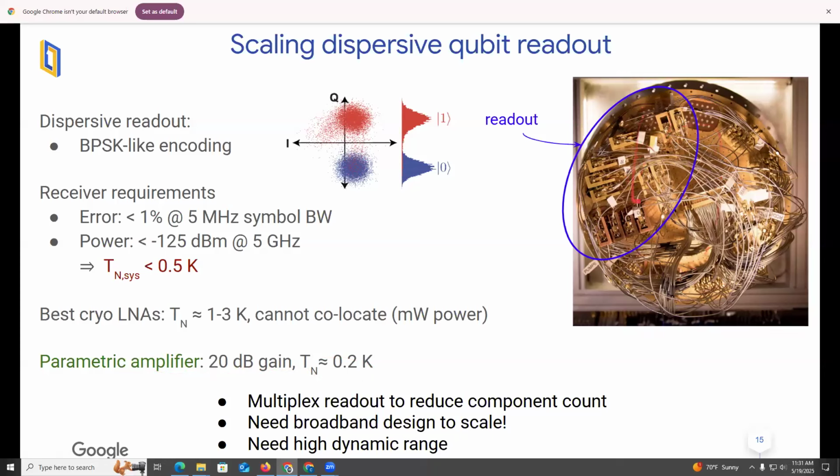This stuff is big, so it takes a lot of room on our fridges. Therefore, we need to multiplex. So we need to read multiple qubits with each of these receiver chains. To do that, we need to make the paramps and the whole receiver chain broadband, and we need high dynamic range as well.